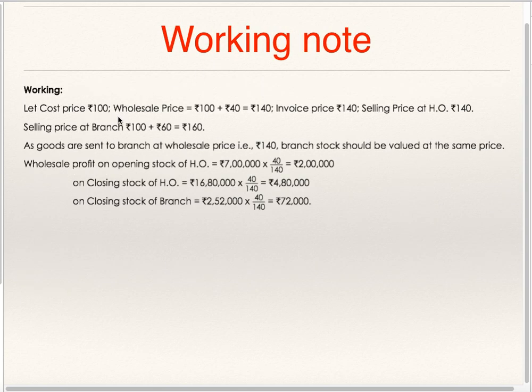Let cost price be 100, wholesale price is 100 plus 40, 140. Wholesale price is known as invoice price. It is the selling price at head office, the same 140. Selling price at branch is 100 plus 60, which is 160. As goods are sent to branch at wholesale price, that is 140, branch stock should be valued at the same price.